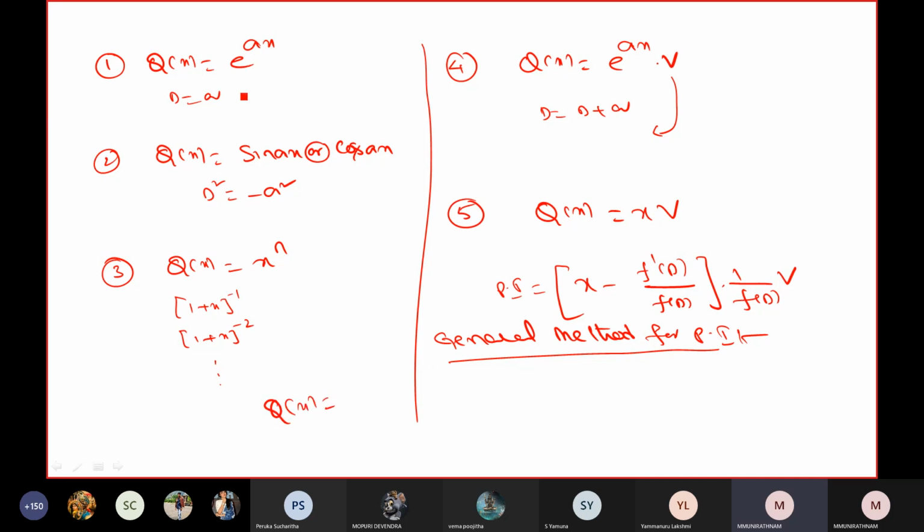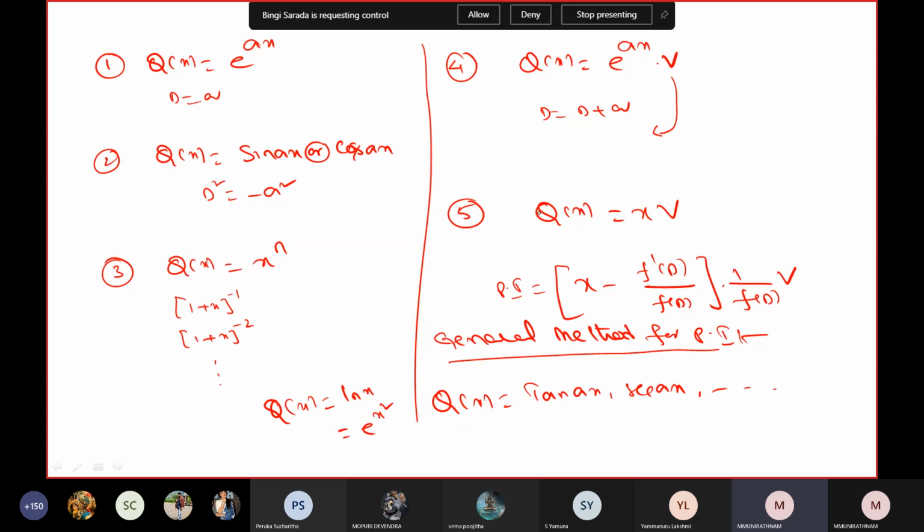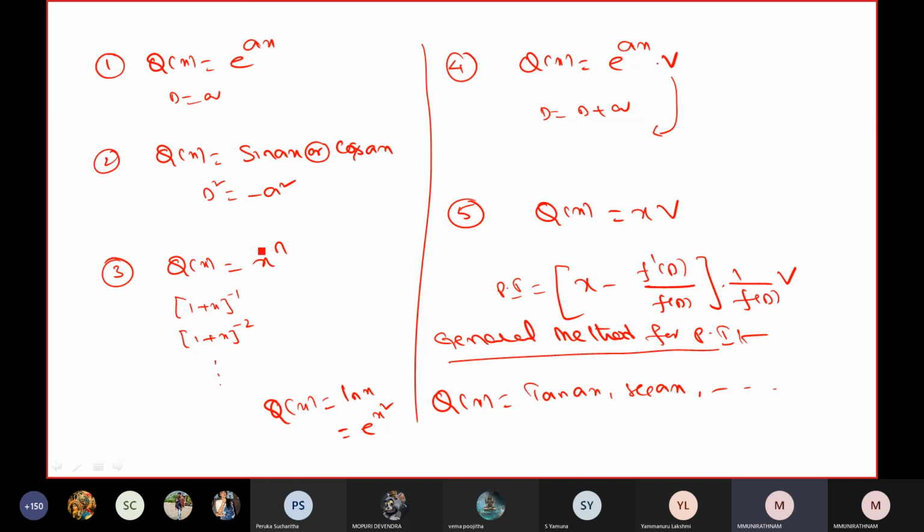For example, suppose q of x is ln x, or q of x is e power x square. In method 2 we had only sin ax and cos ax, but suppose q of x is tan ax, or secant ax, likewise. So other than these five, there can be other forms too.